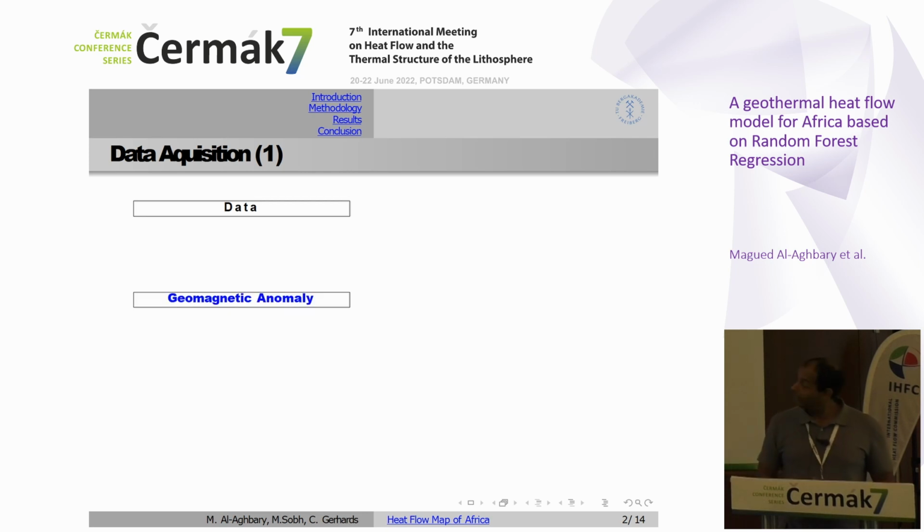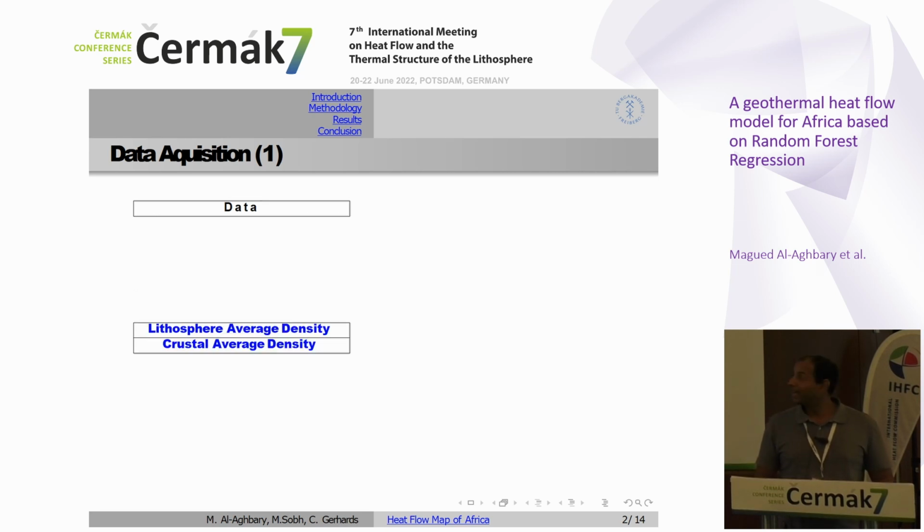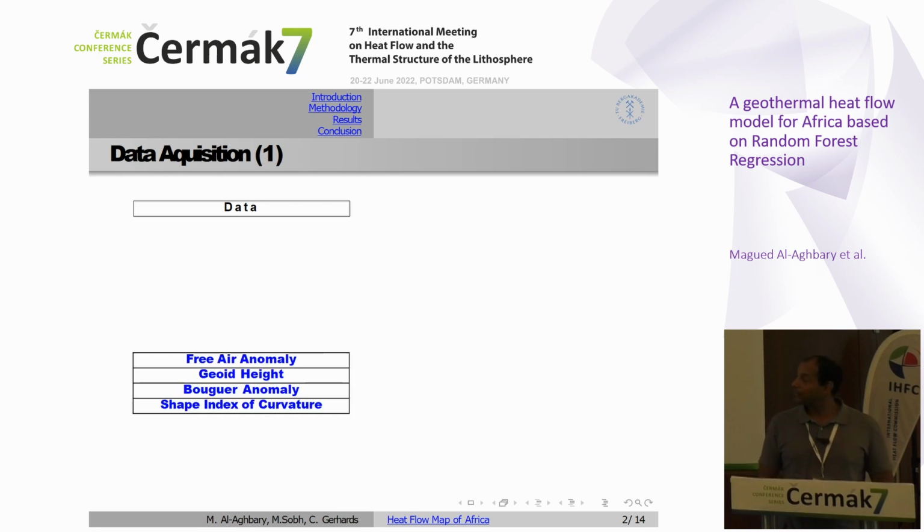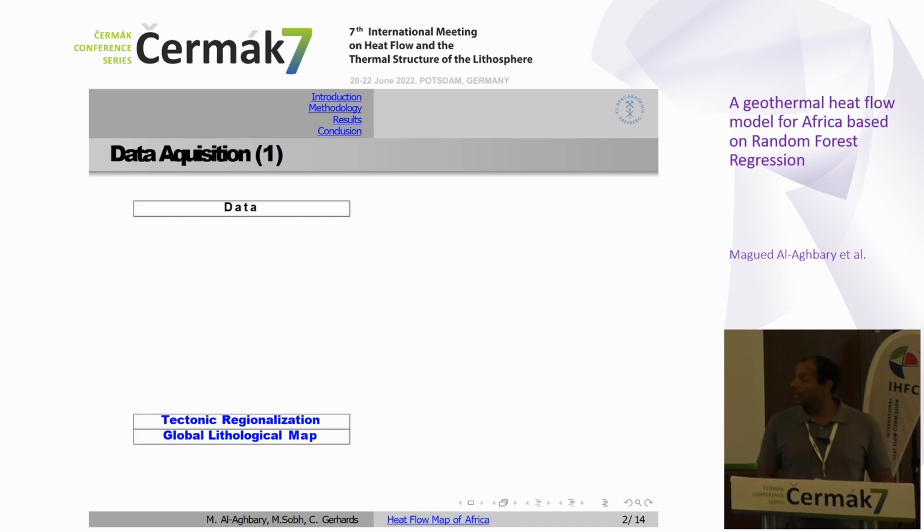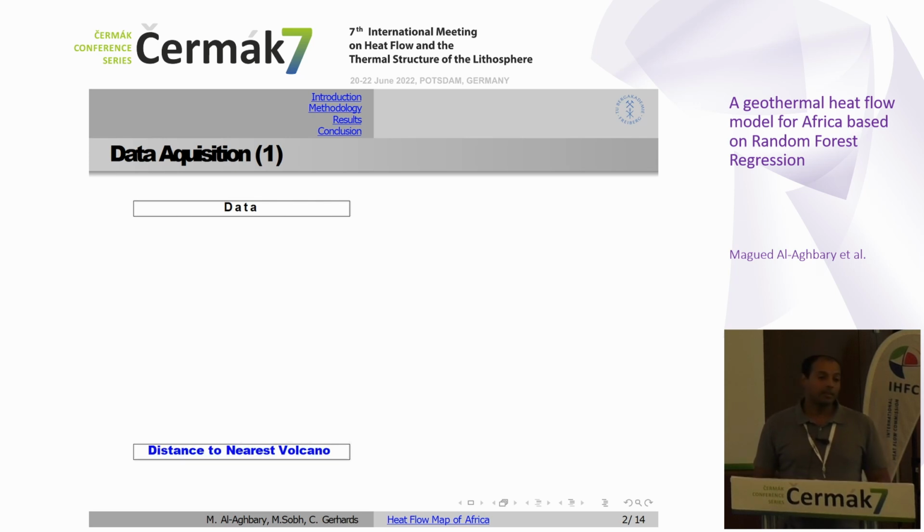Okay. Geomagnetic anomaly, elevation, densities like lithospheric and crustal average densities, gravity anomalies like free air, geoid, Bouguer and shape index curvature, tectonic regionalization, and global lithological map. Finally, distance to the nearest volcanoes. That is the what. And the second question comes, where can we get those data?